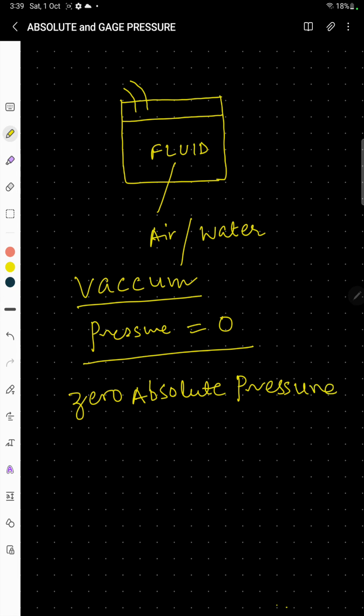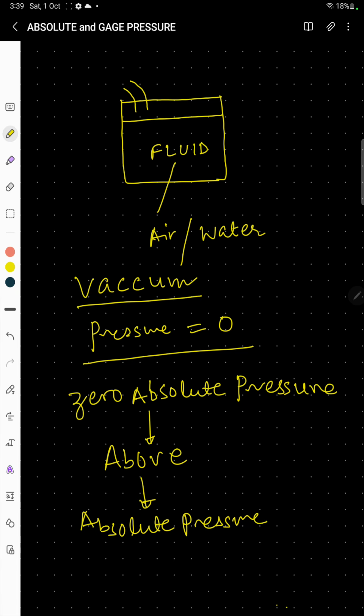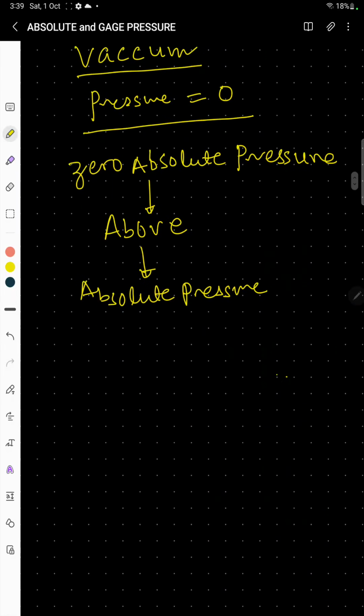Zero absolute pressure. Now any pressure you want to measure which is above the zero absolute pressure will be called absolute pressure. So whatever is above this pressure, and you measure it, that will be called absolute pressure. Now what you can write is P absolute.